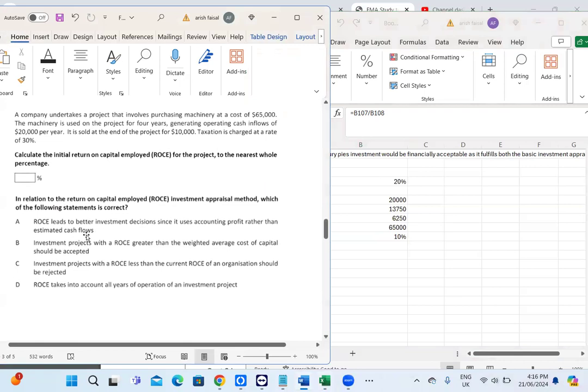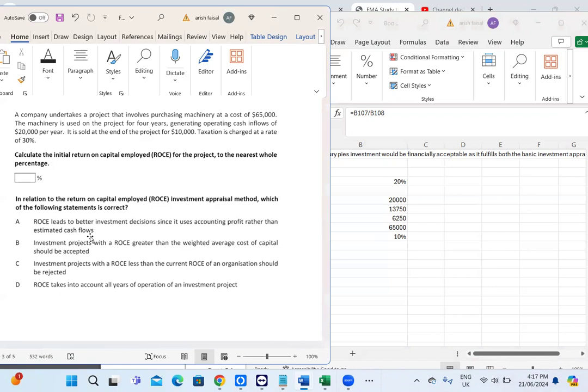Right. So now the next question: in relation to the return on capital employed investment appraisal method, which of the following statements is correct? It leads to a better investment decision since it uses accounting profit rather than estimated cash flows. No, profits have a problem. You can manipulate them. They depend on accounting policies. So it doesn't lead to better investment decisions at all. That's still a payback, but not ROC.